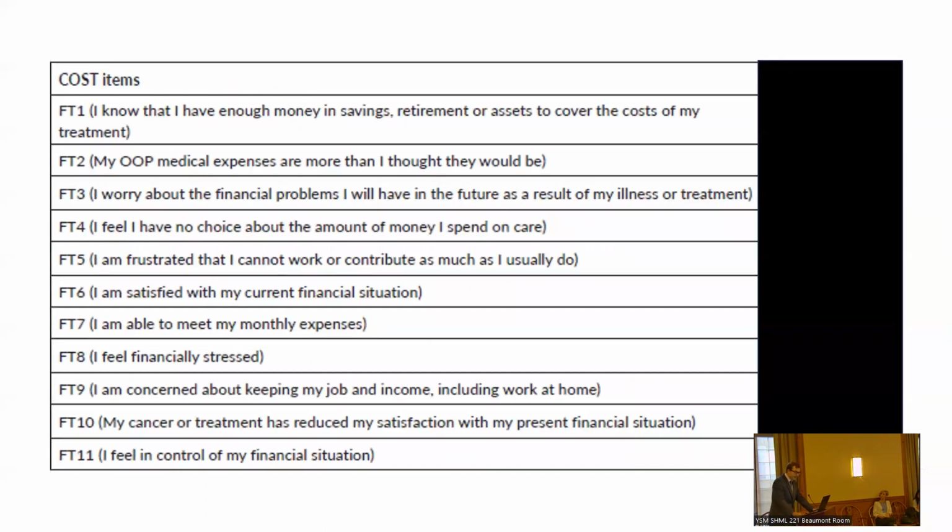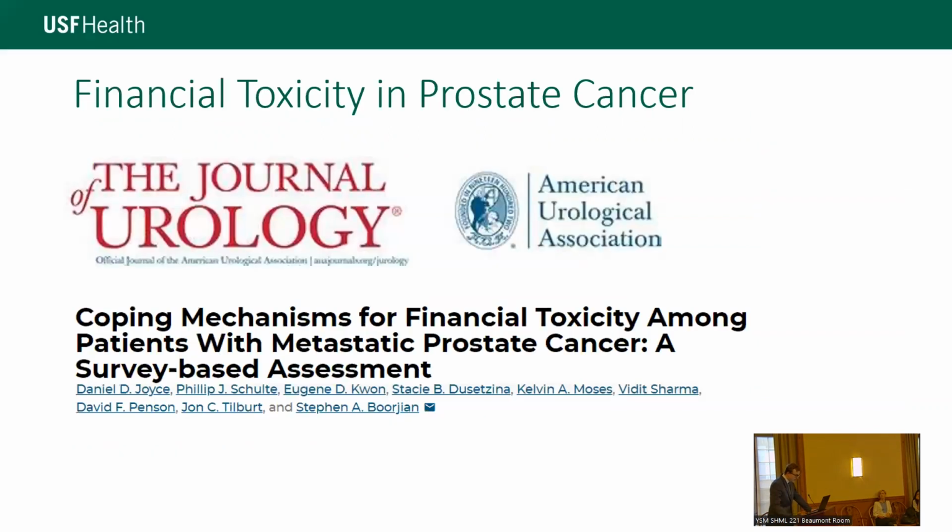And so here again, this is the cost survey. It's a validated instrument designed to assess financial toxicity, with 11 questions and scored 0 to 44, with a score of 0 representing the highest financial toxicity. So the first study is a study of financial toxicity in metastatic prostate cancer.